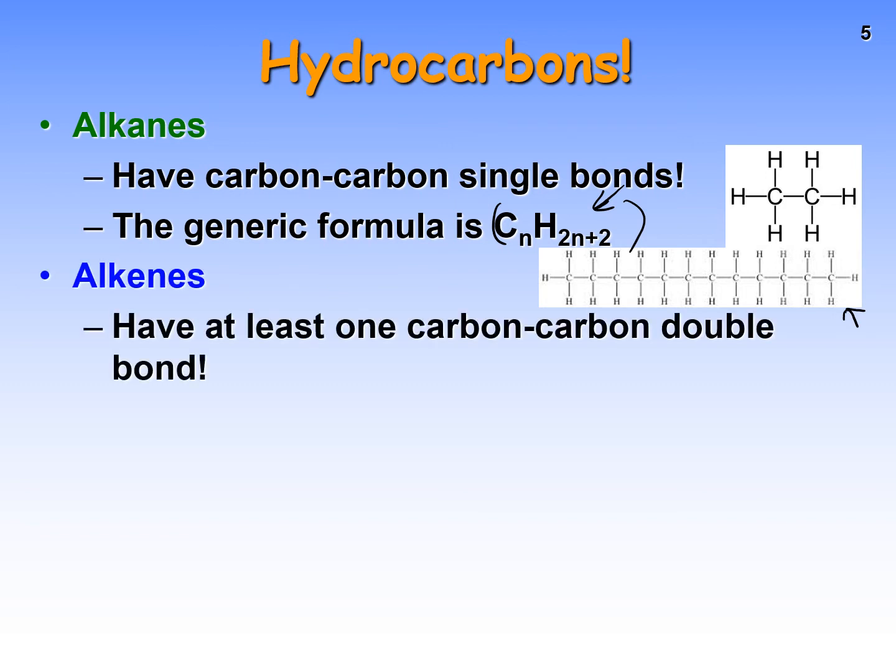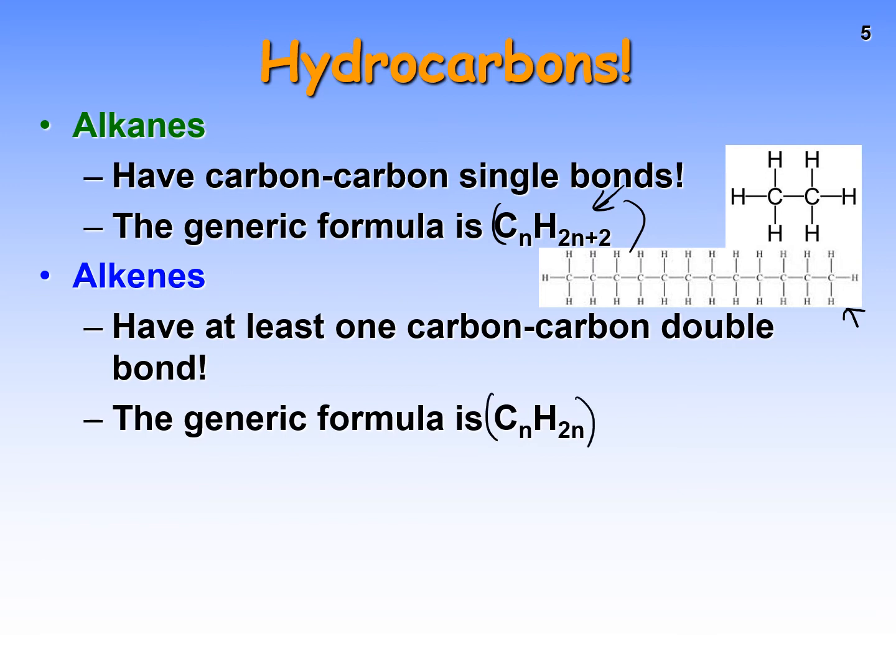Like I said on the previous slide, alkenes have at least one carbon-carbon double bond. The generic formula is slightly different. If you have a single double bond present, then it's 2n for hydrogen. There's no plus 2 anymore, like there was in the alkanes. Anytime we add another double bond, we have to lose 2 more hydrogens in the structure. So if I have 2 double bonds, the formula would be CnH2n minus 2.